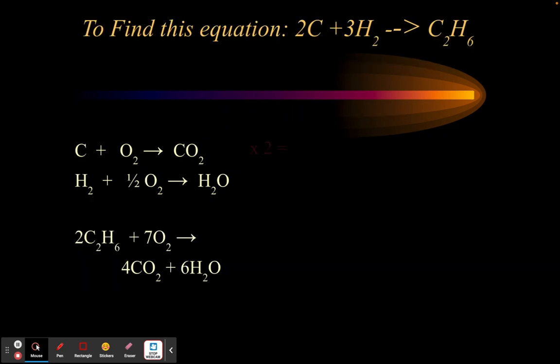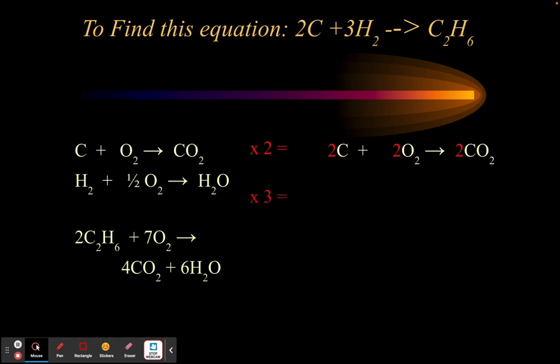So for the first equation, we're going to go ahead and multiply it by 2. So what we end up with is 2C, 2O2, 2CO2. We multiplied the entire equation by 2. So all we're doing is increasing the coefficients that are in front. We don't change any of the subscripts.